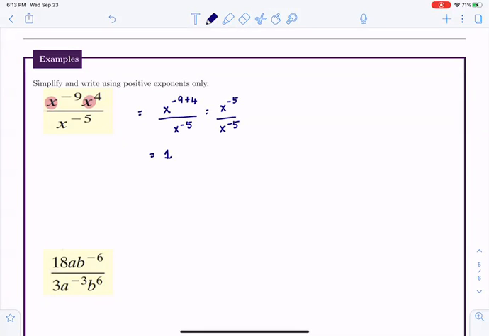If we want to look at it from the quotient rule perspective, since the bases are identical, I can write it as minus 5, and when this denominator exponent goes to the numerator, it becomes positive 5. Minus 5 plus 5 is 0, and any number raised to the power of 0 is 1. So that is how we know that the answer is 1.